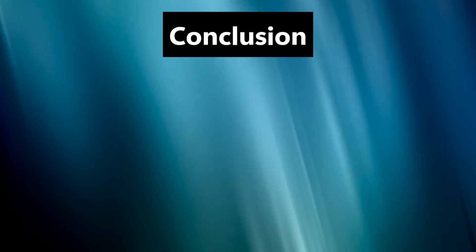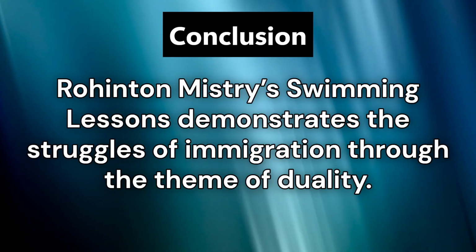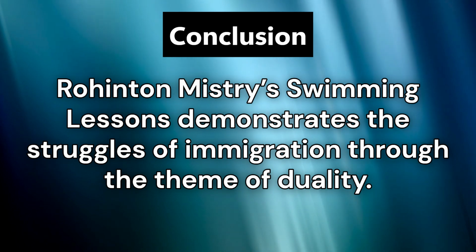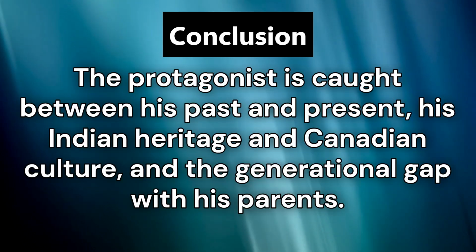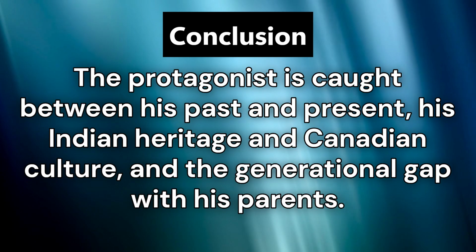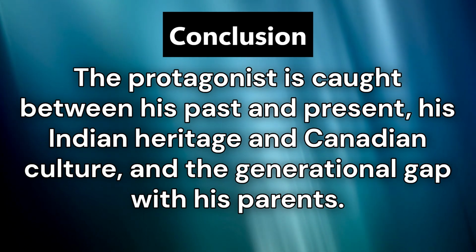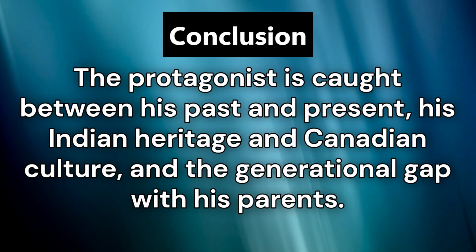Now, let's wrap this up and come to the conclusion. Here, in Swimming Lessons, Rohinton Mistry demonstrates the struggle of immigration through the theme of duality. The protagonist, the main character, is caught between his past and present, his Indian heritage and Canadian culture, and the generational gap with his parents.